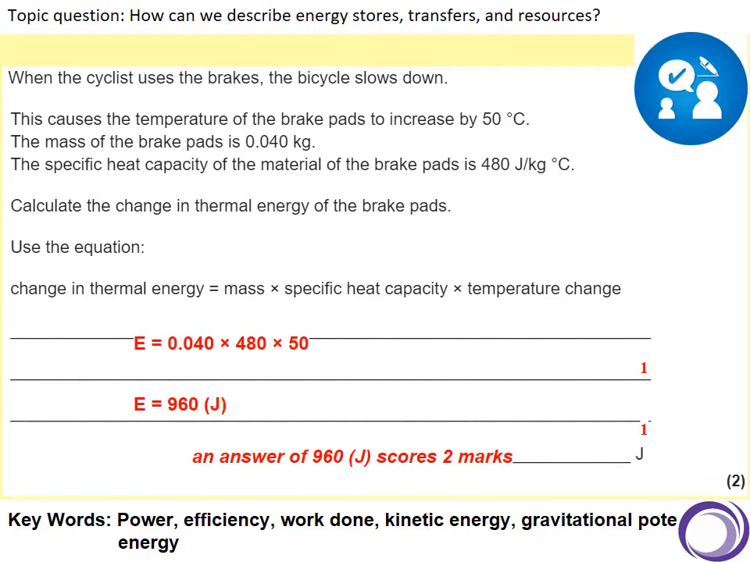Here you can see your working out. So well done if you had a go at that question. Your energy would be equal to your 0.04, so that'll be your mass, times by your 480, which is your specific heat capacity, times by your temperature change of 50 degrees. And you should get an answer of 960 joules.